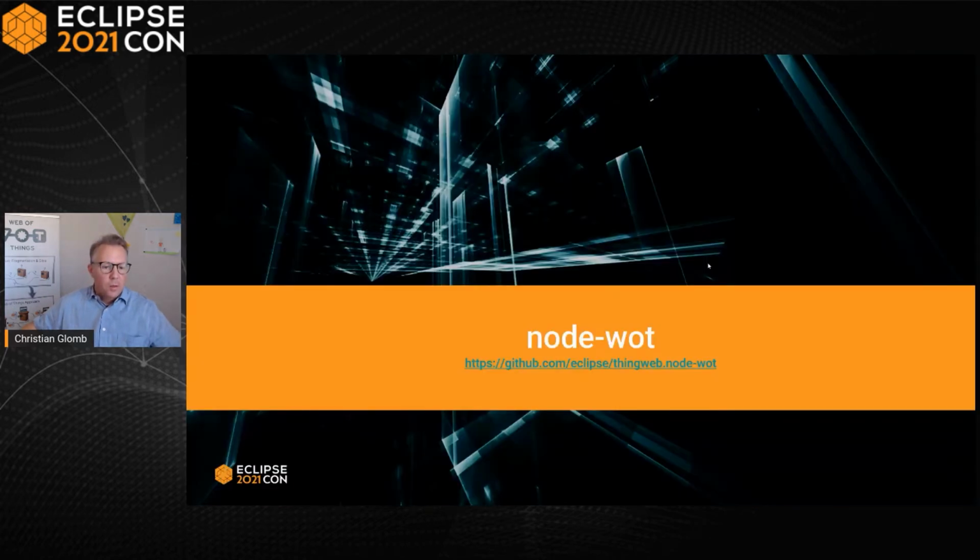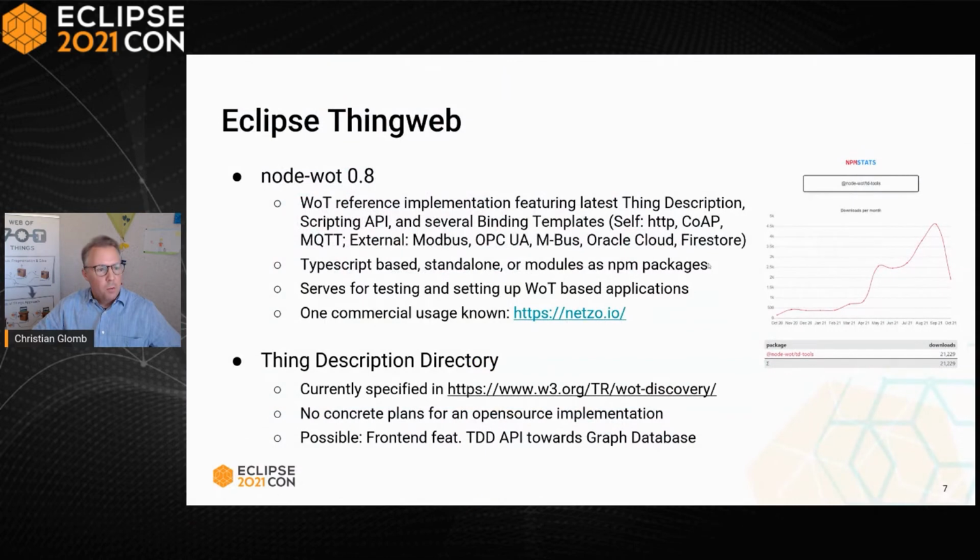Okay, so after this brief introduction to the Web of Things, let me go to our contributions to Eclipse IoT. And the first one is the ThingWeb. In ThingWeb, we promised, let's say, multiple implementations. At the moment, we have only provided one that is called node-wot. Node-wot is a reference implementation for the Web of Things standardization.